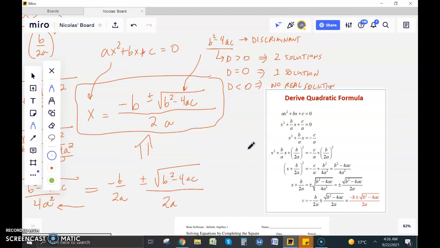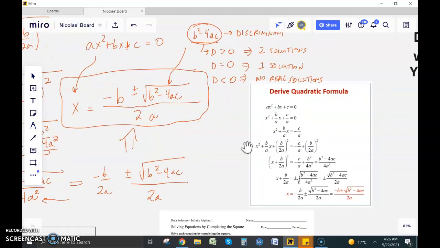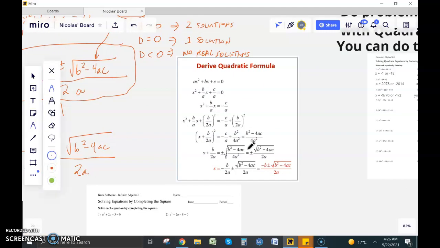And so it's kind of cool we came up with this formula, but we can also understand the nature of the quadratic right away just by computing this b squared minus 4ac. If it's positive, two solutions. If it's 0, one solution. If it's negative, no real solutions. So we can get into imaginary numbers and all that stuff, but real solutions, if it's less than 0, not going to work, right? You can't take the square root of a negative number and get a real number. And so that's it. That's how you derive the quadratic formula.